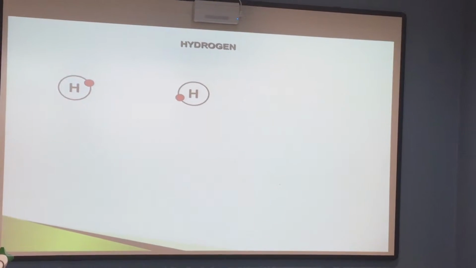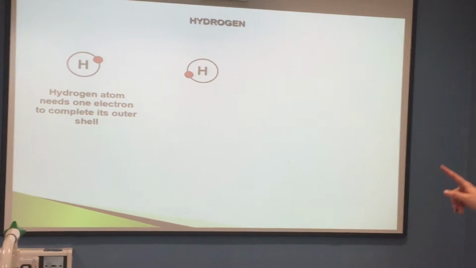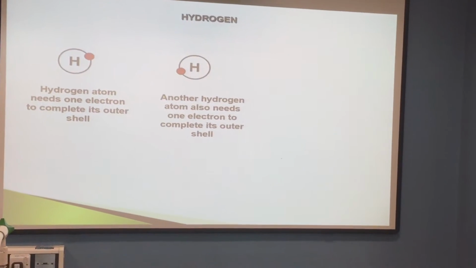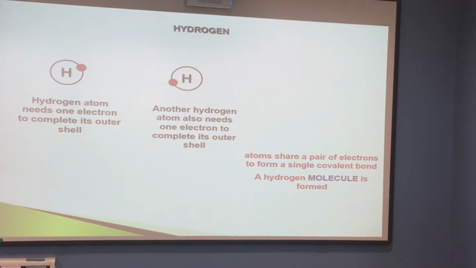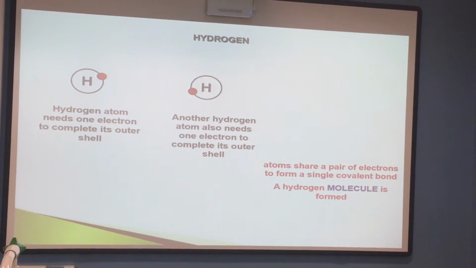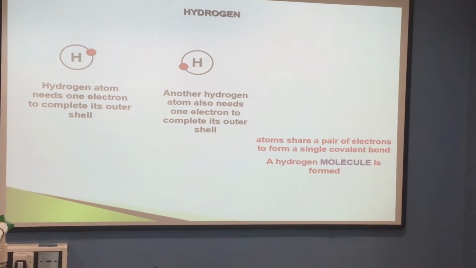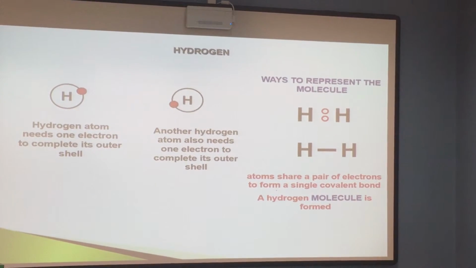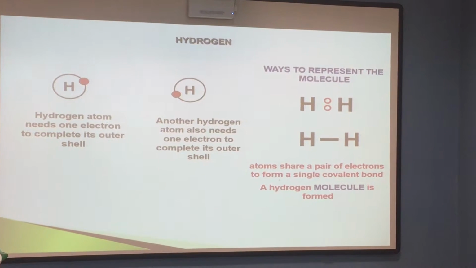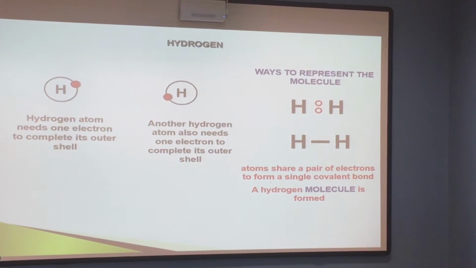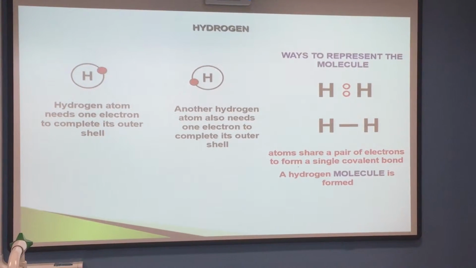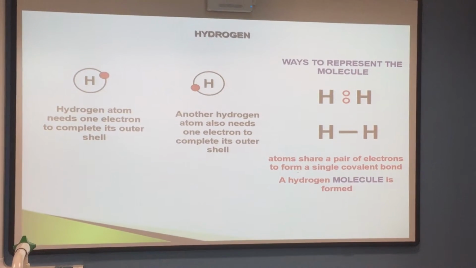Share their electrons. Okay. So this one needs one electron. This one needs one electron. So they can share those electrons to form one single covalent bond, and we form a hydrogen molecule. So these are two different ways you could represent that. You can have the hydrogen with the two electrons in between and another hydrogen, or you can have a line to represent the bond.